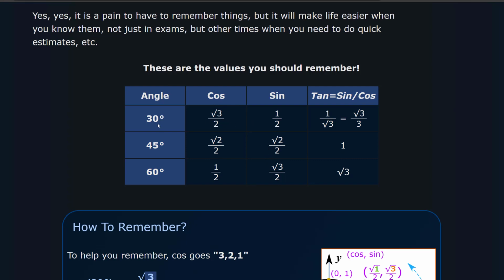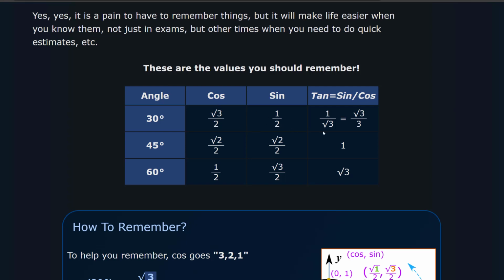Sau khi mà mình suy ra được cái sine là cái thứ tự ngược lại, the reverse order of the cosine from 30 degree to 60 degree, we take the ratio between the sine and the cosine to have the value of the tan of the angles. And so we have here example, the tan of 30 degree is the square root of 3 over 3, which is the sine, which is 1/2, divided by the cosine, which is square root of 3 over 2.